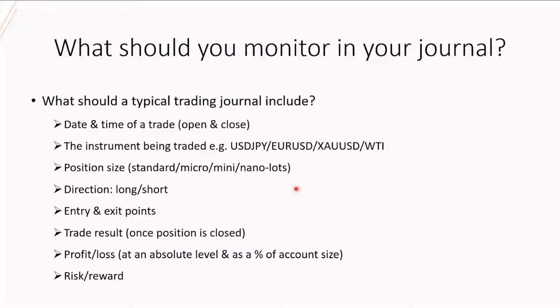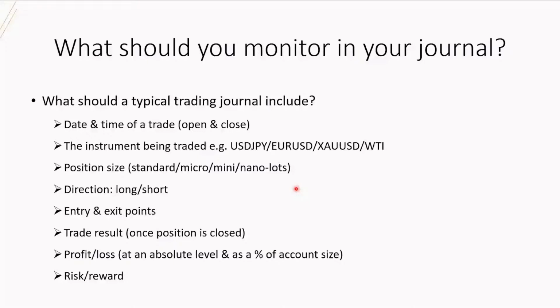And then, of course, you have to identify the instrument being traded, right? If it's a currency pair, is it the dollar, yen, euro, cable? And if it's a commodity, is it gold, which is XAU/USD, or is it crude oil, which could be WTI or Brent? And also, is it an index? Could it be the S&P 500, the Nasdaq 100, the DAX, and so on and so forth?